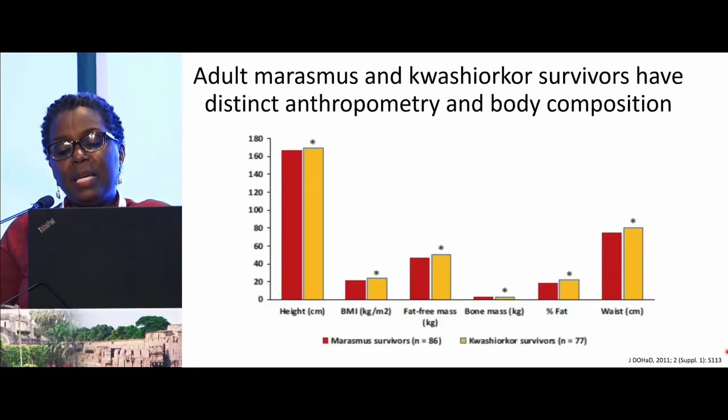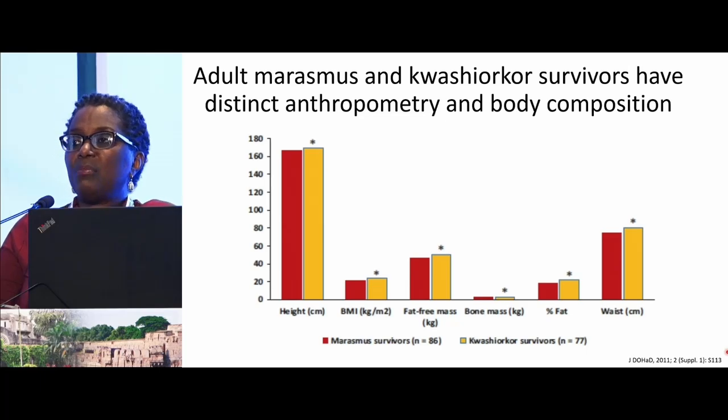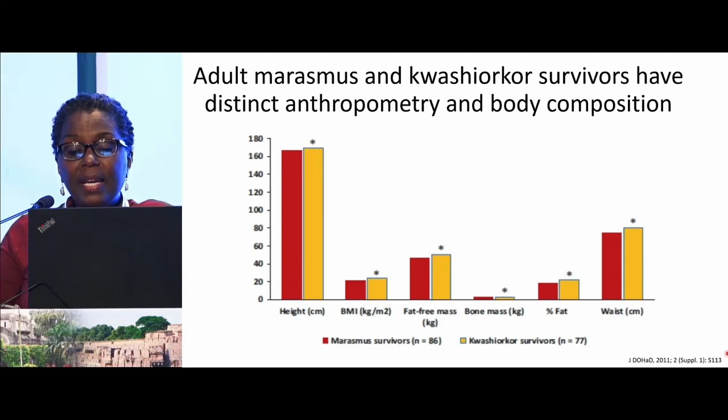When we went on to evaluate the anthropometry and body composition of these SAM survivors as adults in the JAMACA study, we saw that the marasmus survivors were significantly shorter with a lower BMI, and the marasmus survivors are depicted in red in this plot. So they had a lower BMI, a lower fat-free mass, bone mass was lower, fat mass and percentage fat were also lower, and waist circumference was also smaller than the kwashiorkor survivors. And these relationships existed even after adjusting for age and sex and further adjusting for adult height.